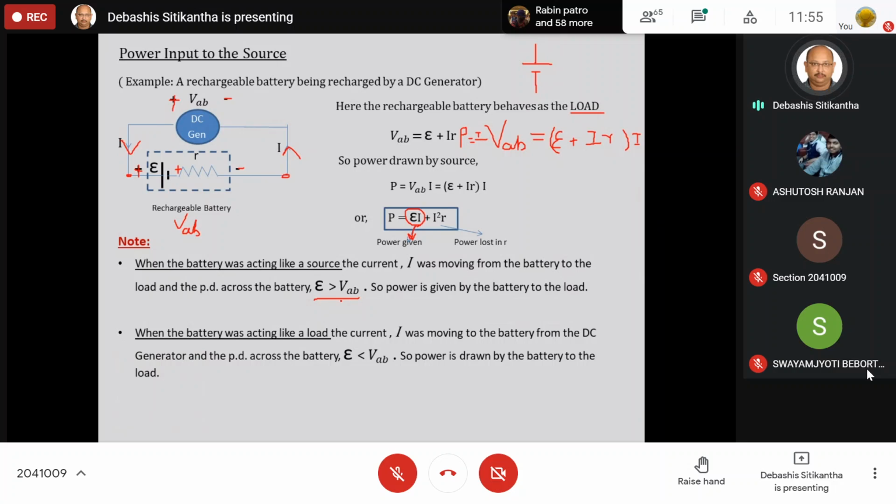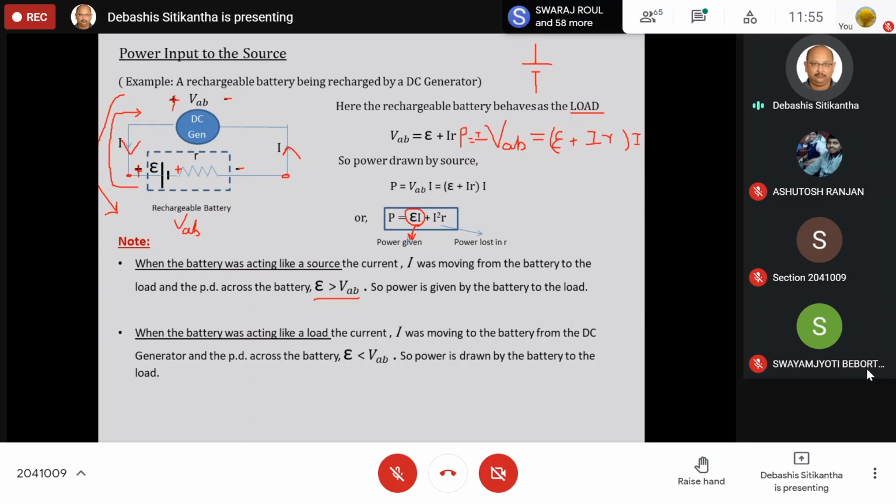And in that case, if it is supplying a load, then the current is going to move from the positive terminal towards the load. Next, when the EMF source is behaving like a load, then in that case also the polarity sign is going to remain the same, but the direction of current is going to change.